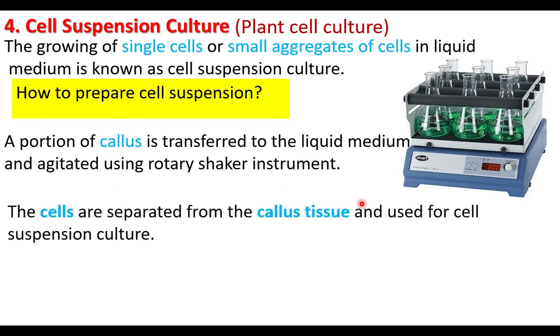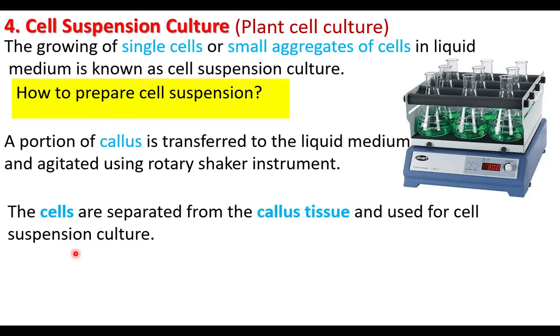So from the callus, cells are isolated. These cells are used for suspension culture. The cells are separated from the callus tissue and used for cell suspension culture. The cells are again cultured in nutrient medium. The cells are isolated from callus by the shaker. Then these cells are used for cell suspension culture.